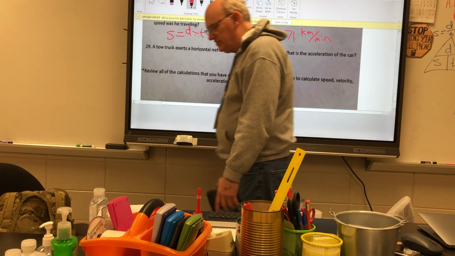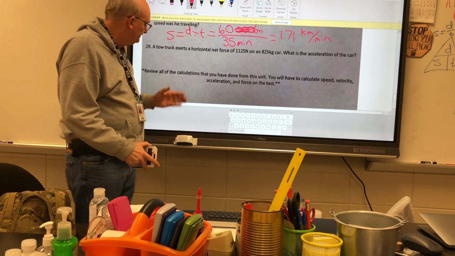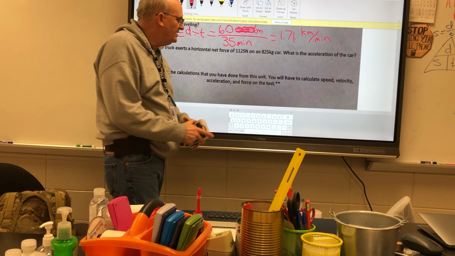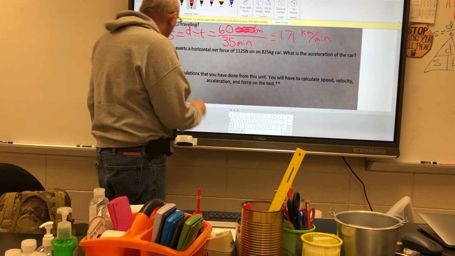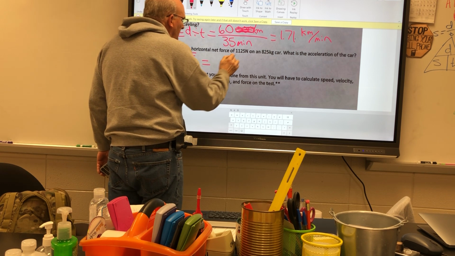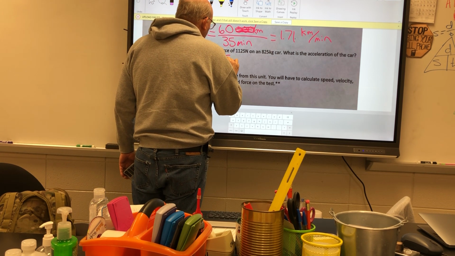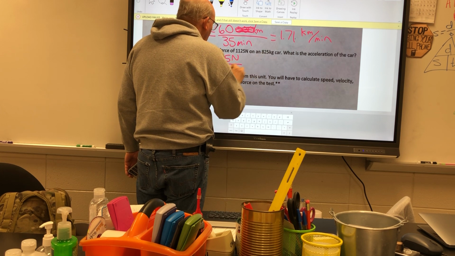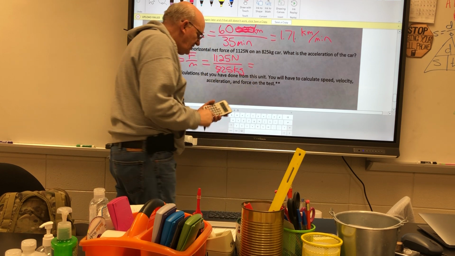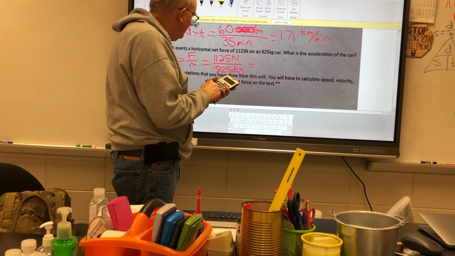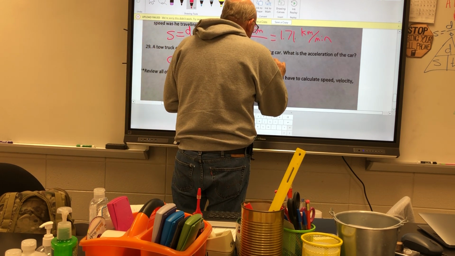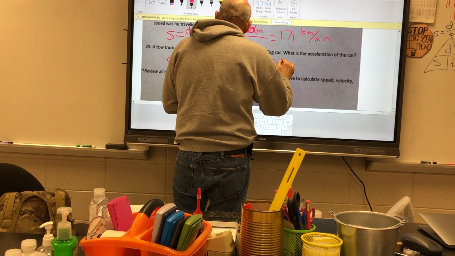A tow truck exerts an external force, or horizontal force, of 1125 newtons on a car. What's the acceleration? We know that acceleration will be equal to force divided by the mass. The force in this case is 1125 newtons. The mass in this case is 825 kilograms. Again with the calculator, 1125 divided by 825 is equal to 1.36. Excuse me, meters per second squared.